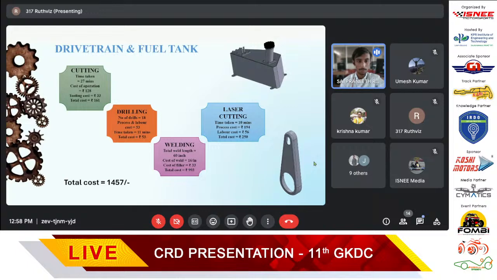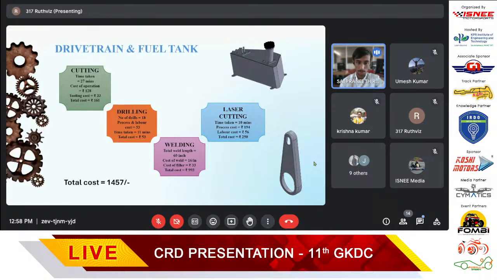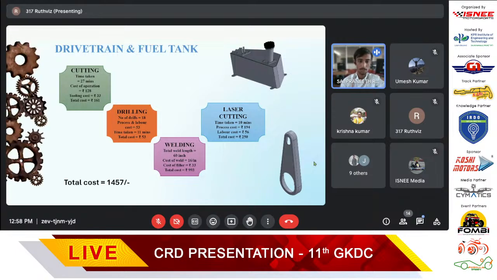Coming to the drilling, there are a total of 18 drills in this process, and the process and labor cost is around 53 rupees, and the time taken is around 11 minutes. So the total cost is around 53 rupees. In welding, we have used TIG welding as per requirements, and the total length of the welding is around 60 inches. The cost of welding is 16 rupees per inch, and the cost of filler rods used in this process is 33 rupees, and the total cost is around 993 rupees for the welding.